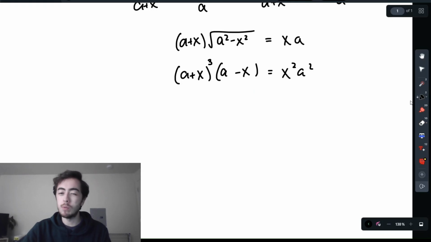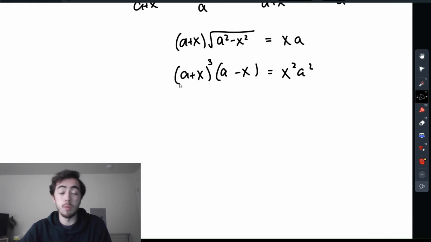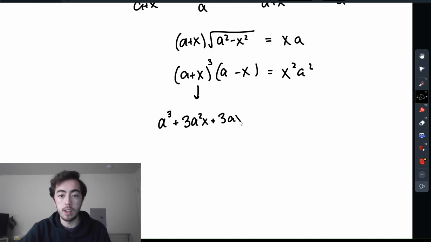All right. I don't really see where we're headed, just we don't have square roots anymore, which is kind of nice. Maybe we could try to get this thing looking like a polynomial in standard form. That would require me to expand the left side. Good thing I know the binomial theorem. That makes this easy. This will be a cubed plus 3a squared x plus 3ax squared plus x cubed.